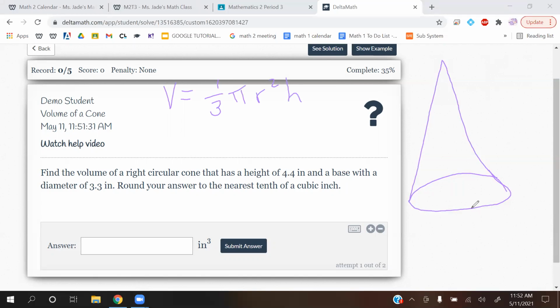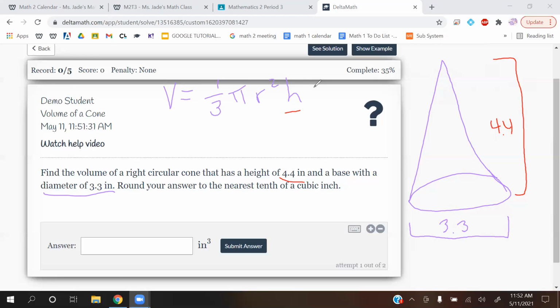Find the volume of a right circular cone that has a height of 4.4 inches, that's the height from bottom to the top, and a base with a diameter of 3.3 inches. And then we want to round your answer to the nearest tenth of a cubic inch.